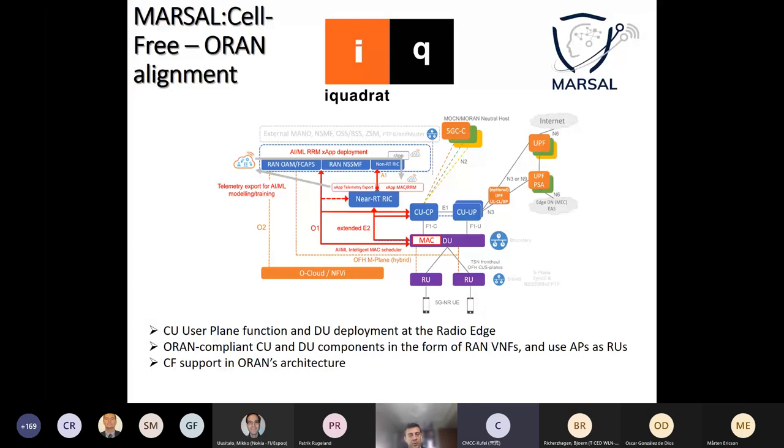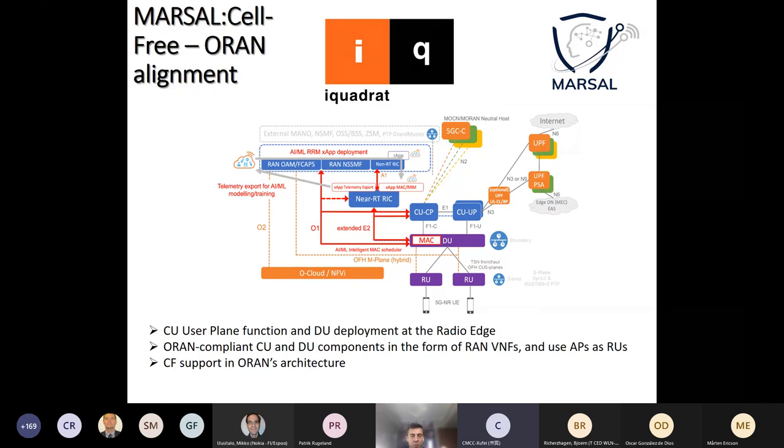In our network architecture, the CU user plane function and the DU are deployed at the radio edge, while the CU control plane is at the near real-time RIC at the regional edge. Also, the cell-free high physical layer functions, the modulation, the precoding, which are part of the considered radio units, are integrated with the DU and the MAC scheduler by considering a 5G fabric-like interface. So we have a cell-free support addition in the ORAN architecture for the first time.